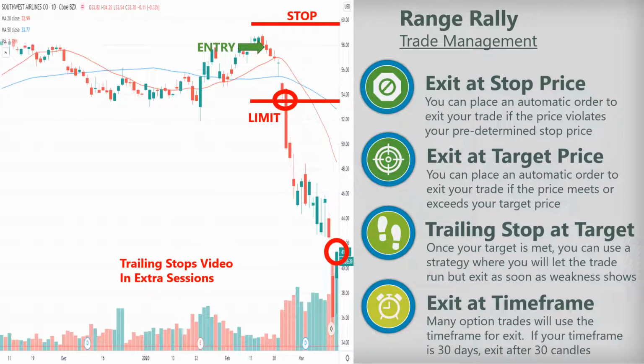But look at our time frame exit. Many options traders will use the time frame for exit. If your time frame is 30 days, that's 30 candles. You're sitting pretty. Even after 18 days, though, guys, if we count down 18 days, you'd be sitting somewhere in the $45, $44 range. Isn't that nice? So that worked out pretty good.